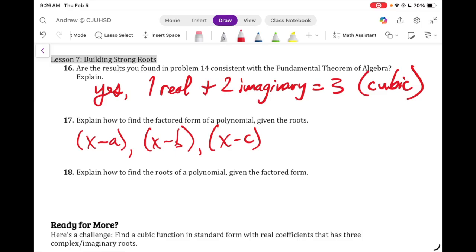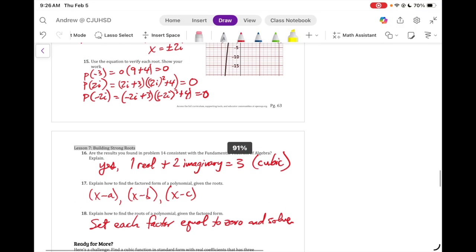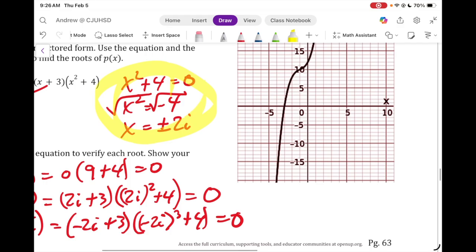And explain how to find the roots of a polynomial given the factored form. To find the roots, set each factor equal to 0 and solve. And that's what I did up here when I found these 2 roots right here. I set the factor equal to 0 and I solved it.